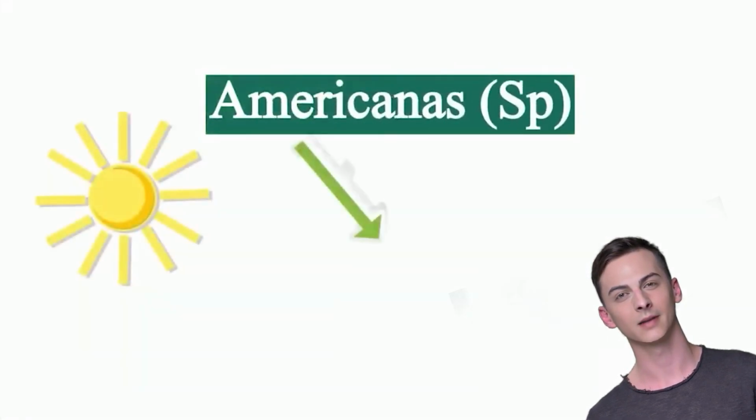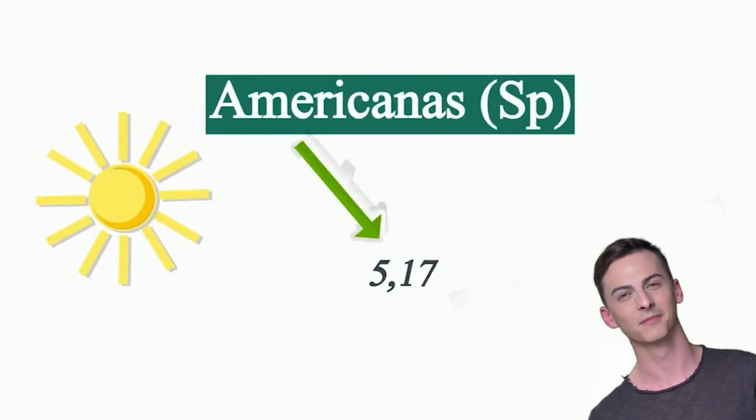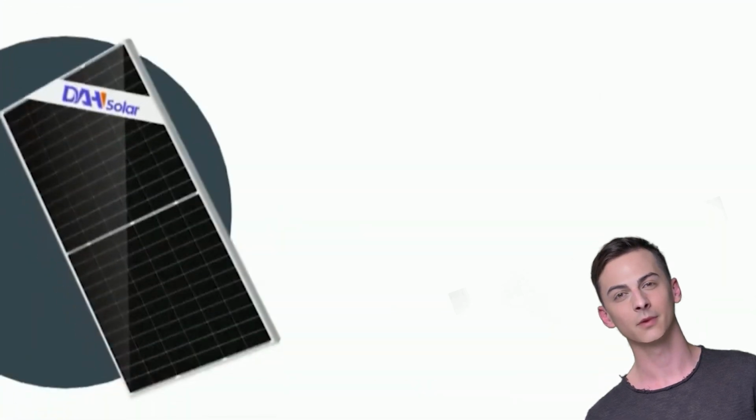In my case, I will use the region of Americana, in the interior of Sao Paulo, where the solar irradiation is 5.17. If you want to know how to determine the irradiation in your region, click on the links in the video, where it explains in detail how to identify that number.